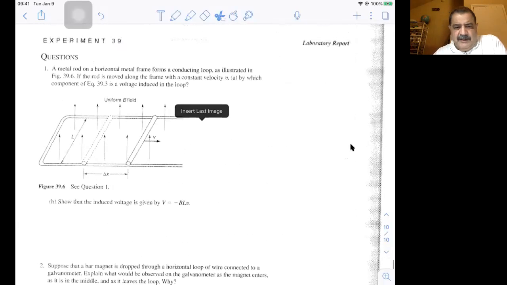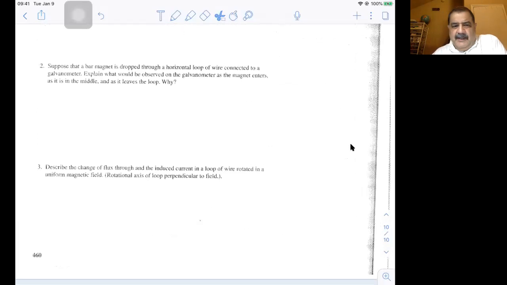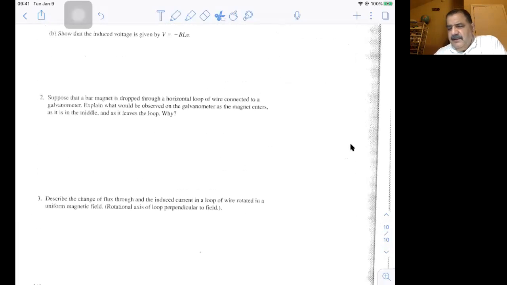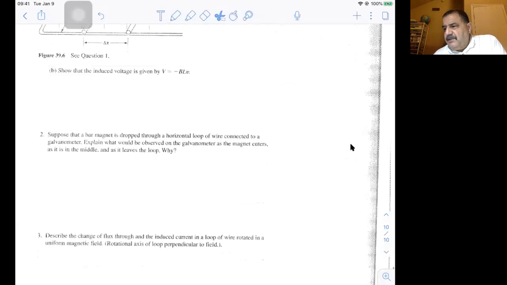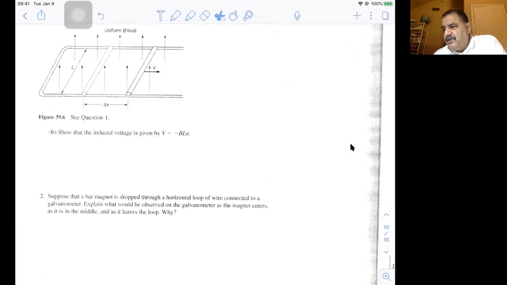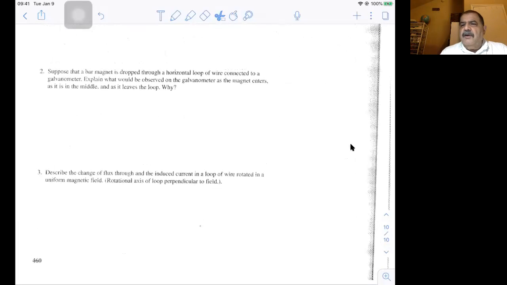This question one, I especially want you to answer parts A and B. We've already covered some of this when we discussed motional EMF. It's only 3 questions, 1, 2, and 3. Of course, there's 2 parts to question 1. And so that's going to serve as our introduction to experiment 39.